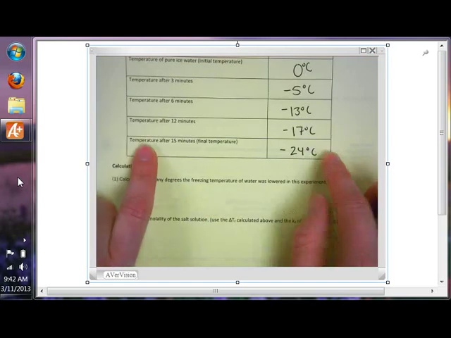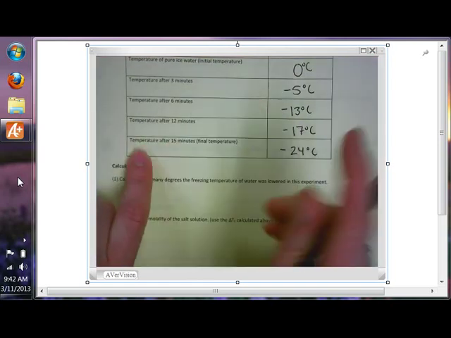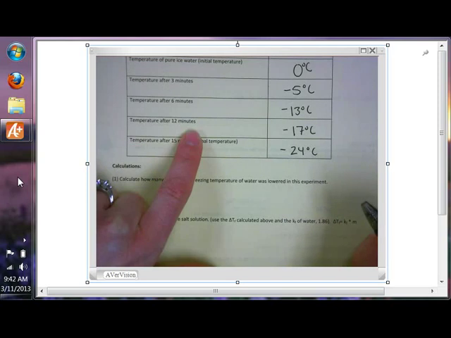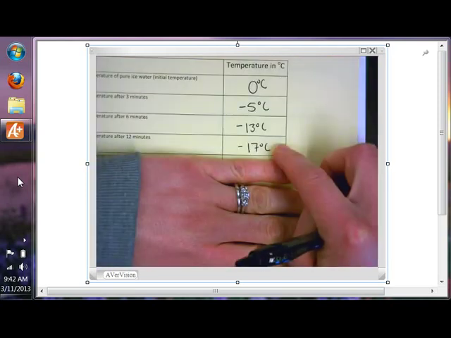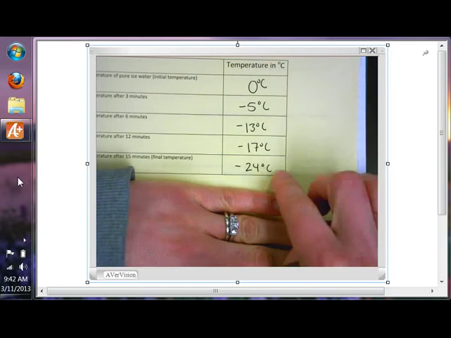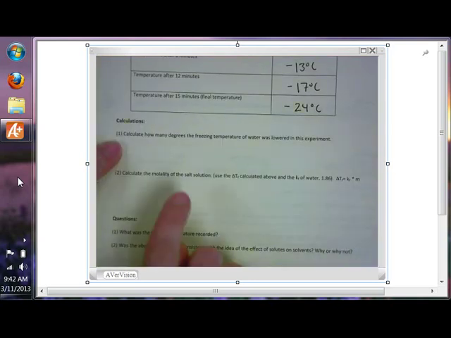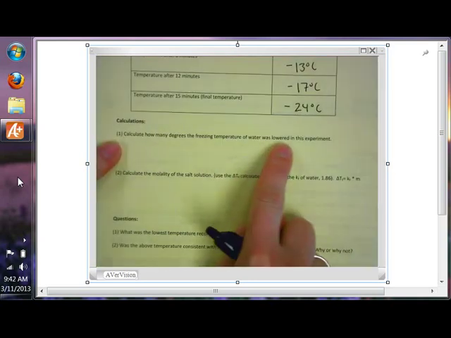Even if you didn't get that last temperature, like let's say you were only able to record after 12 minutes, this is just going to be your final temperature. Okay, so don't make anything up if you don't have that. So it says calculate how many degrees the freezing temperature of water was lowered in this experiment.